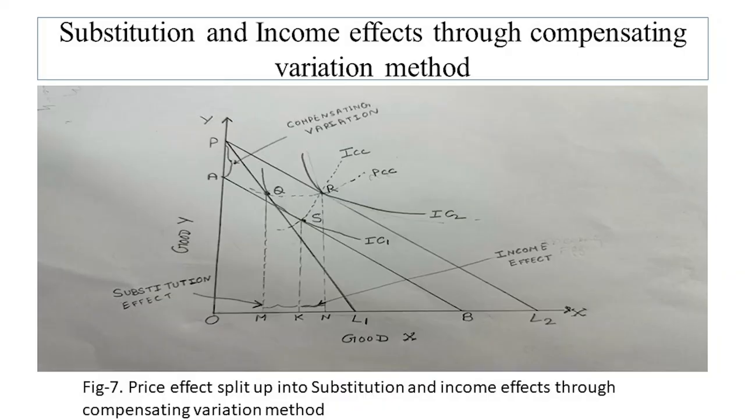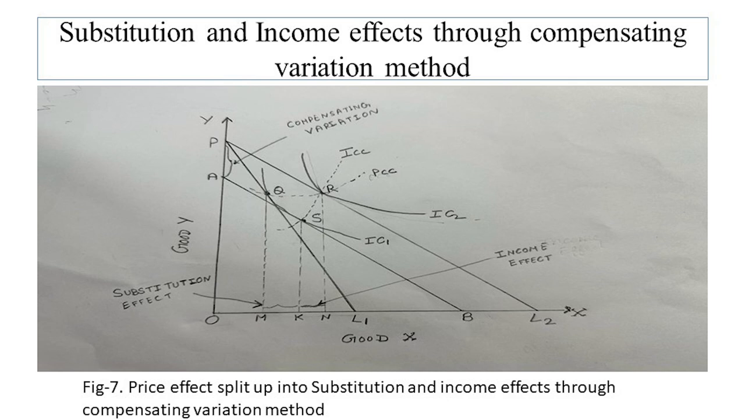This is so called because it compensates in a negative way for the gain in satisfaction resulting from the price reduction of the commodity. How the price effect is broken up into substitution effect and income effect through the method of compensating variation in income is illustrated in figure 7. Now let's try to understand this through this graph.